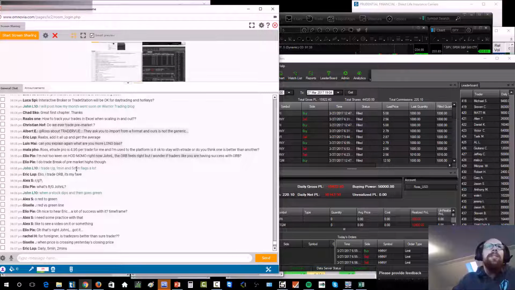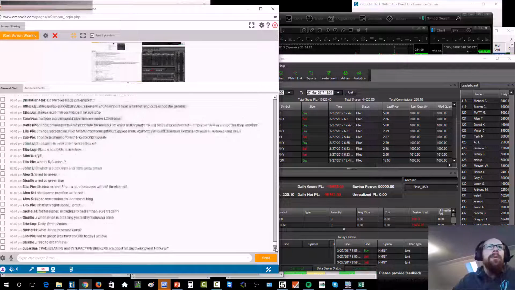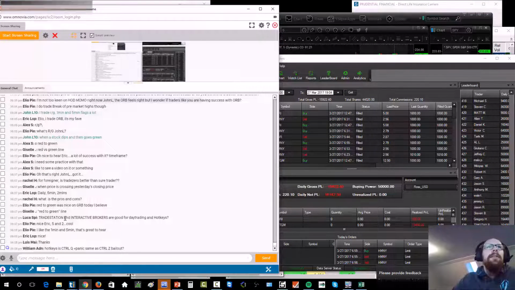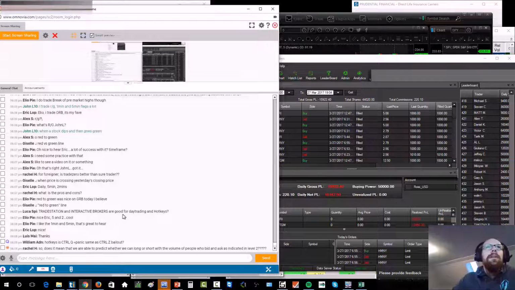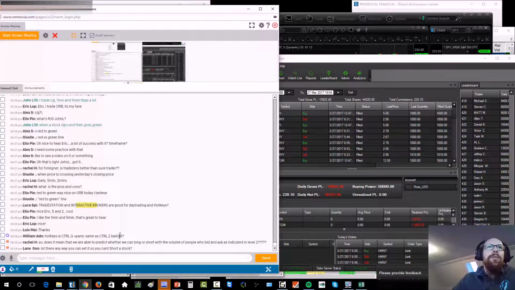And we'll talk about the red to green moves and the ORB moves in classes 6 and 7. For foreigners, Trade Zero is less expensive, yeah. And they have a rebate program with us right now. TradeStation, I'm not sure about, but Interactive Brokers does have good hotkeys, so they're good for day trading, and they allow direct access routing.